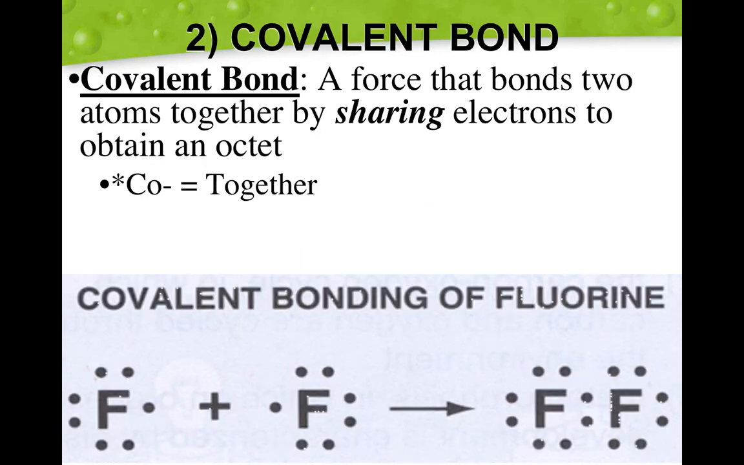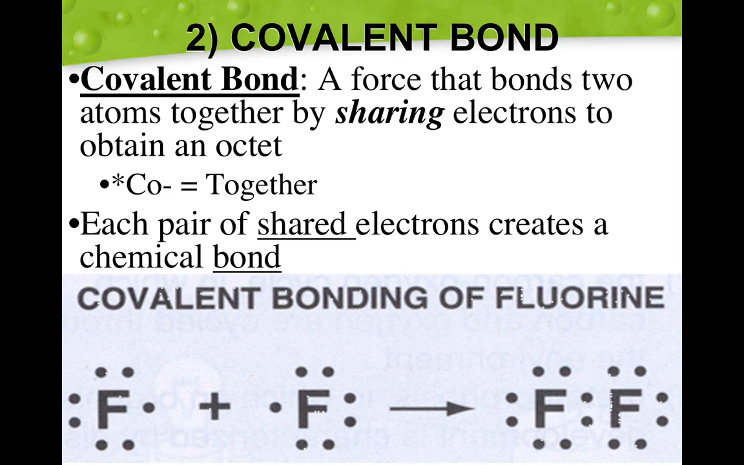Now, I want you guys to write a definition of covalent bond in your notes. A covalent bond is a force that bonds 2 atoms together by sharing electrons, and the goal is to obtain an octet, which again means 8 electrons in the outer shell. Now, there are exceptions to this. If you guys remember, hydrogen, for example, only wants 2 because that first energy level only holds 2 electrons. But most atoms want 8.